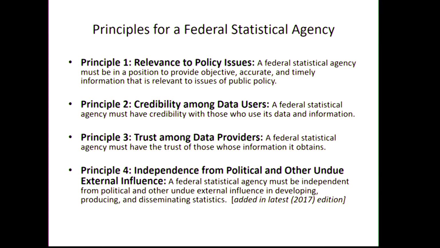This volume is organized basically in terms of 4 basic principles for what an agency is supposed to do. So the Census Bureau and any other is supposed to be providing information that is relevant to policy issues. And it's to be objective, accurate, timely, and that can be used in the policy process. Secondly, it's critical, as Al has indicated in his presentation, that in doing that, the agency has credibility among its data users. People who use the data need to know and understand and believe that that data is accurate.